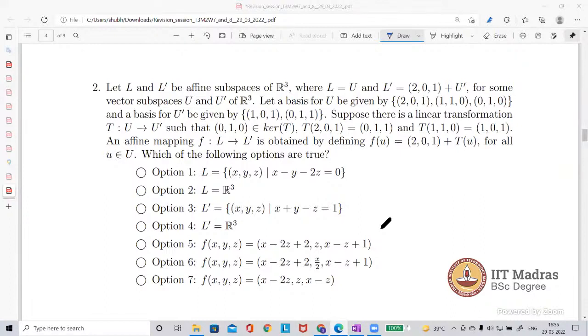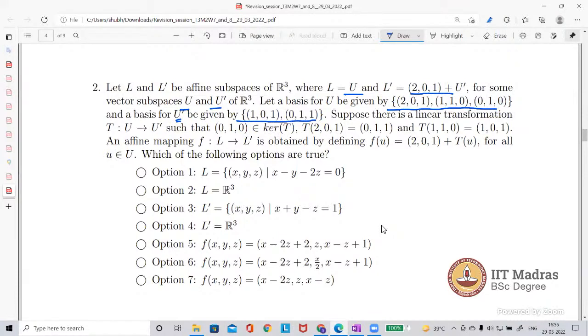We have this question: L and L prime are affine. This is your practice question, but we will discuss it comprehensively. So we have two affine subspaces, L and L prime. L is defined with U, and L prime is defined like this. U and U prime are subspaces of R3. For U, the basis is given as this, and for U prime, the basis is given as this.